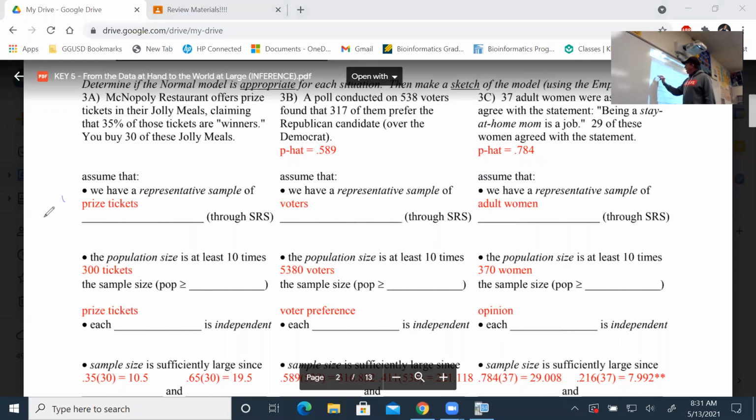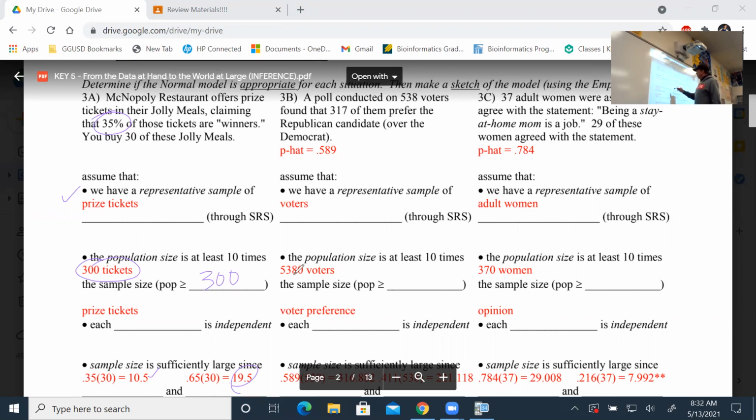Okay, the first thing, we have to assume we have a representative sample of prize tickets. Step 2, the population of prize tickets needs to be at least 10 times the sample size. So clearly, I'm sure there's more than 300 tickets. Each prize ticket is independent. Now, do we have enough samples? I think we do. 0.35 times 30 is bigger than 10. And then 65%, that's 1 minus p, times 30, that's also bigger than 10. We are good to go on this, okay?